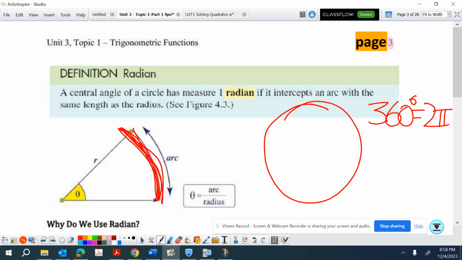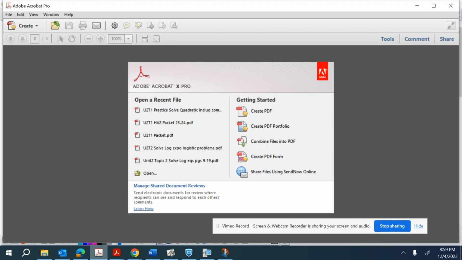2 pi has to do with the radian measurements or arcs. So you've got to think of each one of these arcs as a proportion of the 2 pi, and 360 is the way you've always measured angles so far.